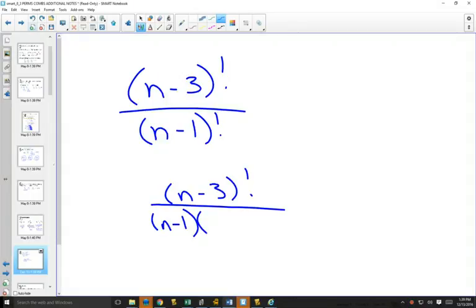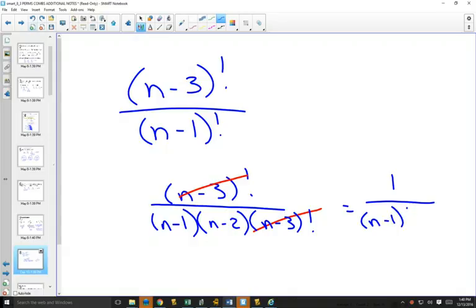What's one less than n minus 1? N minus 2, and 1 less than n minus 2 is n minus 3. And then these ones would cancel, and you would be left with 1 over n minus 1, n minus 2.